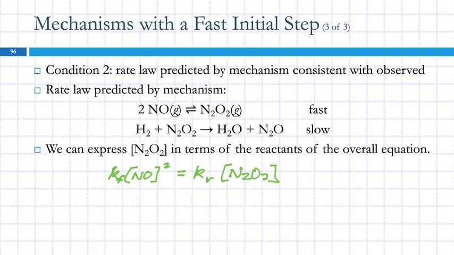So what I want to do is find an expression that gives me N2O2 in terms of something else, because I can't have this showing up in my final rate law. So the rate law for our slow step here is going to be what? Rate equals a constant times H2 times N2O2. Coefficients of 1, so exponents of 1. This can't be the overall rate law because that's an intermediate.